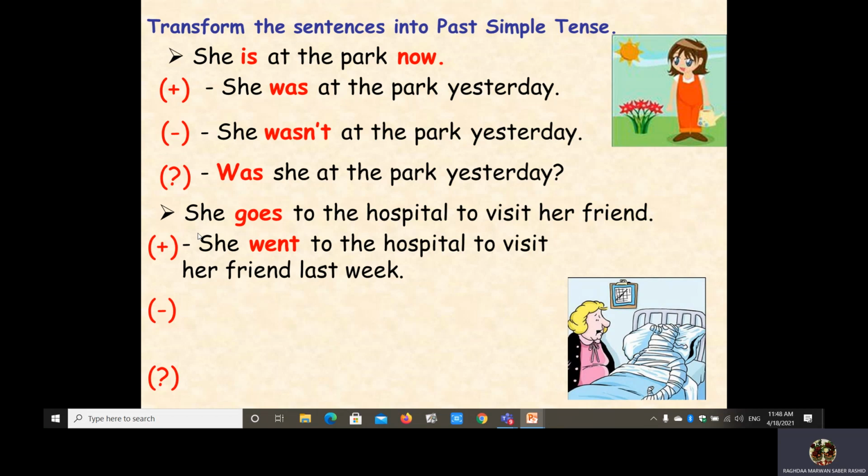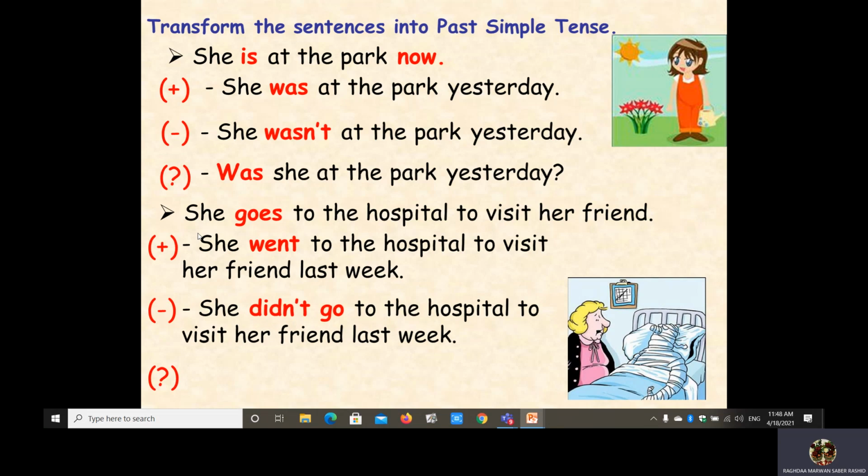Make it negative. Yes, as we said, we add didn't before the verb and then we put the verb in the infinitive form. So we say she didn't go to the hospital to visit her friend last week. Again, she didn't go. This is the negative form of the sentence in the past.